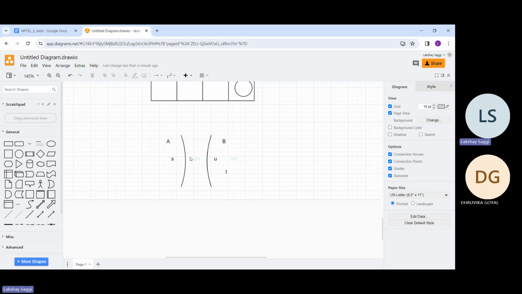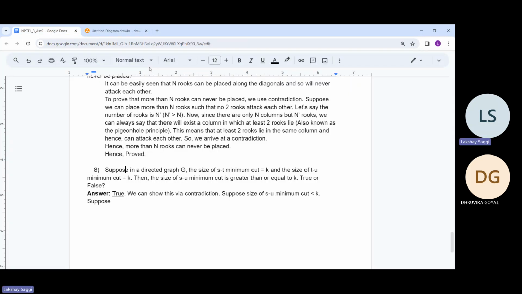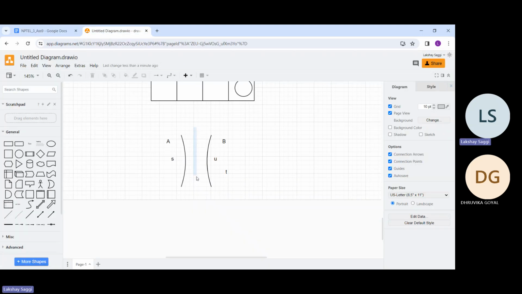So there is no edge from S to U, no path from S to U. So there will be no path from S to T either. So this forms an ST cut also. And if T lies on this side, then this forms an ST cut. And we are also given that the ST minimum cut is also of size K. But what we obtain here is a cut of size less than K, because we initially assumed that the SU minimum cut is of size less than K.